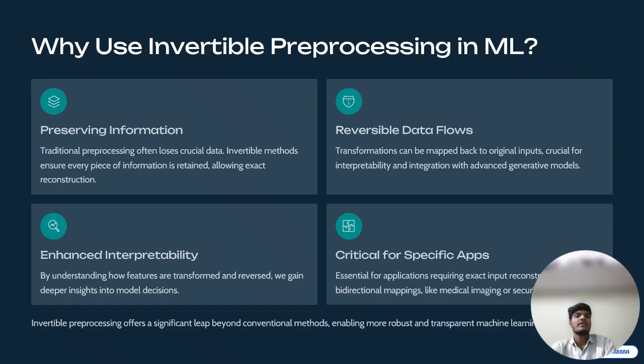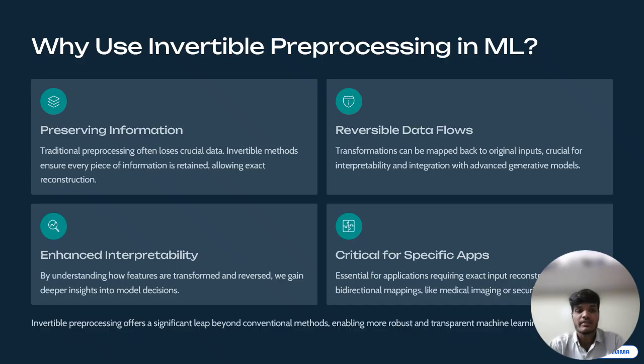So why do we use invertible pre-processing in machine learning? Here there are four reasons for using invertible pre-processing in machine learning. The first one is preserving information and reversible data flows, enhanced interpretability, and critical for specific apps.